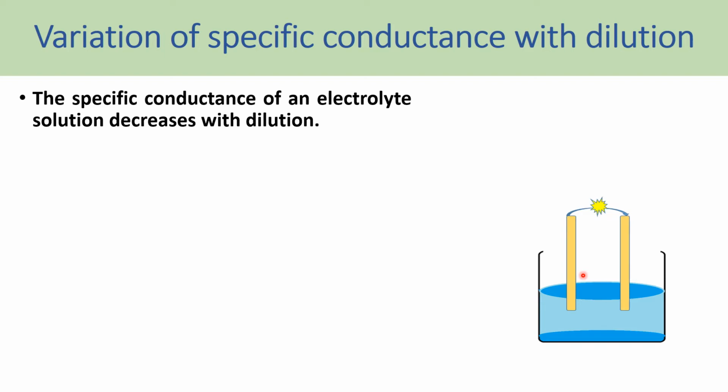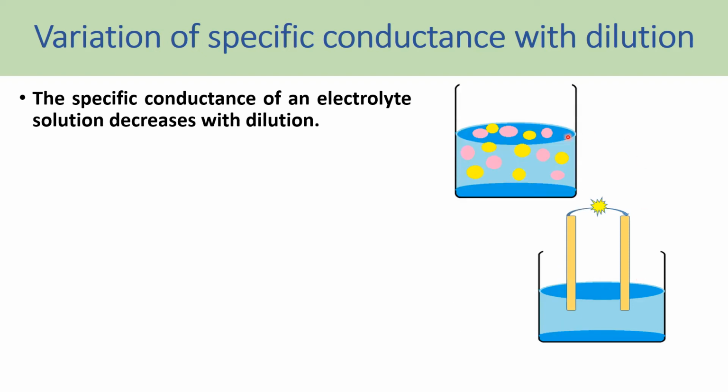Once again, specific conductance or conductivity of an electrolyte solution is the conductance of unit volume of the solution kept between two platinum electrodes with unit area of cross section and kept unit centimeter or meter distance apart.